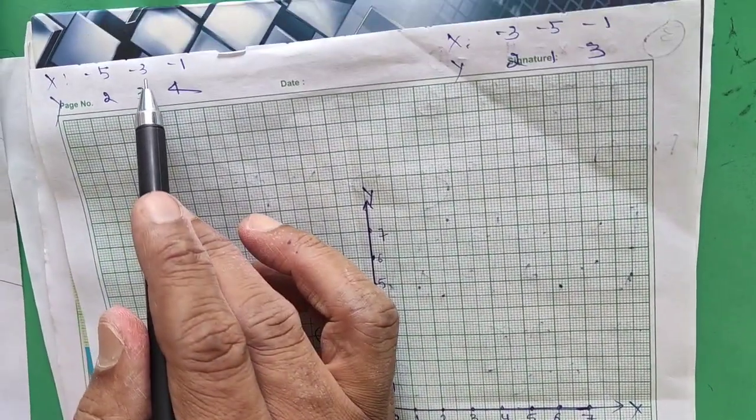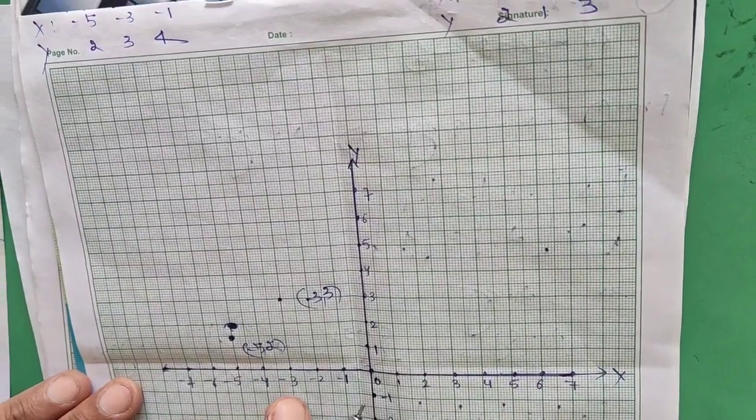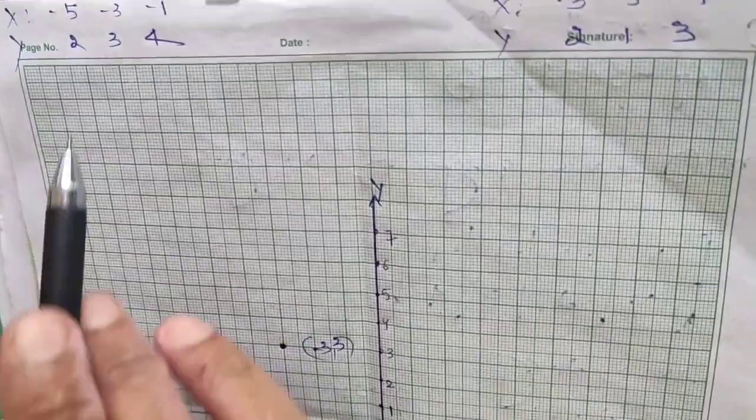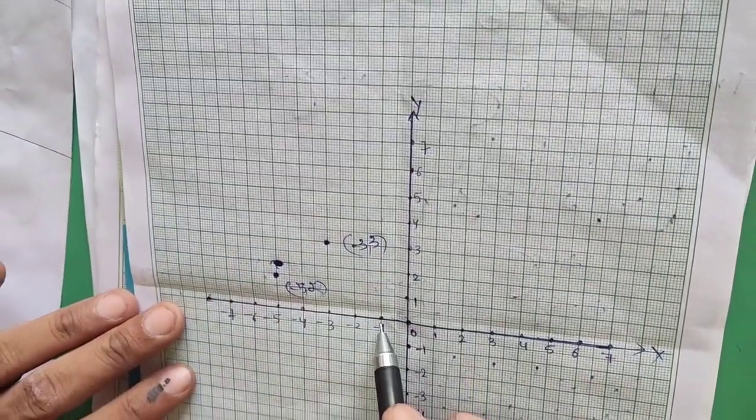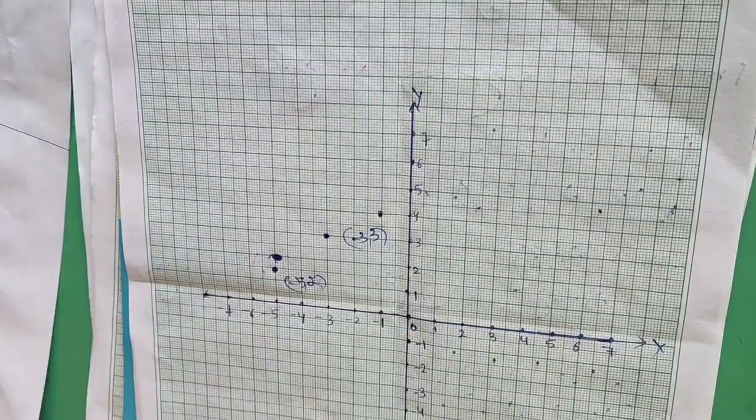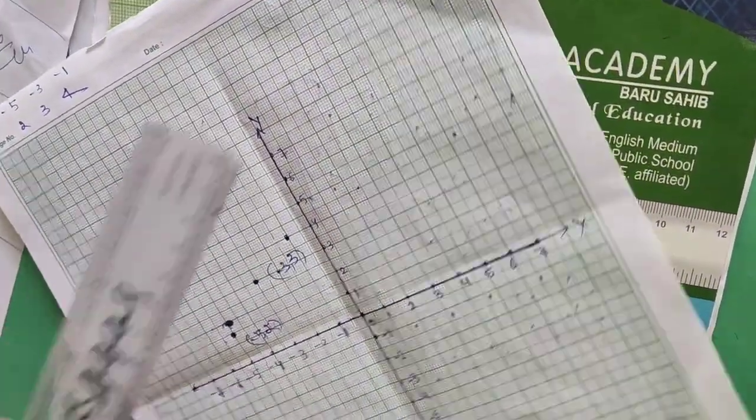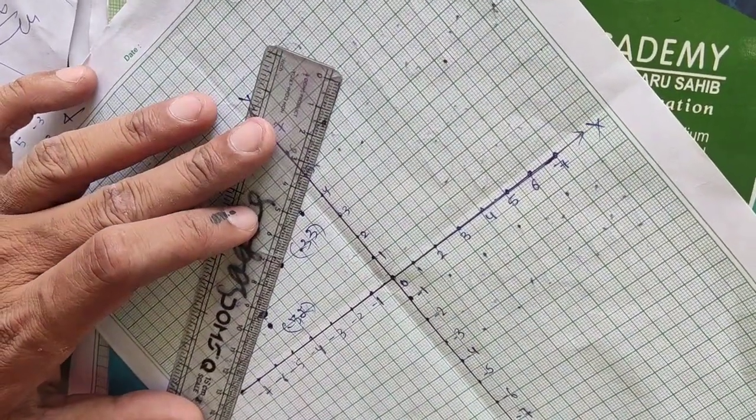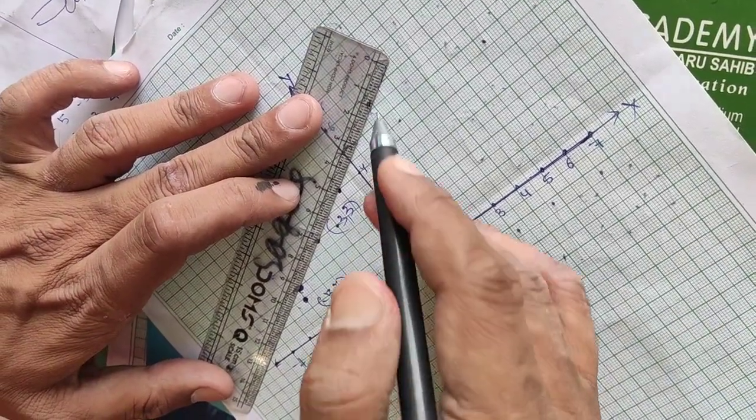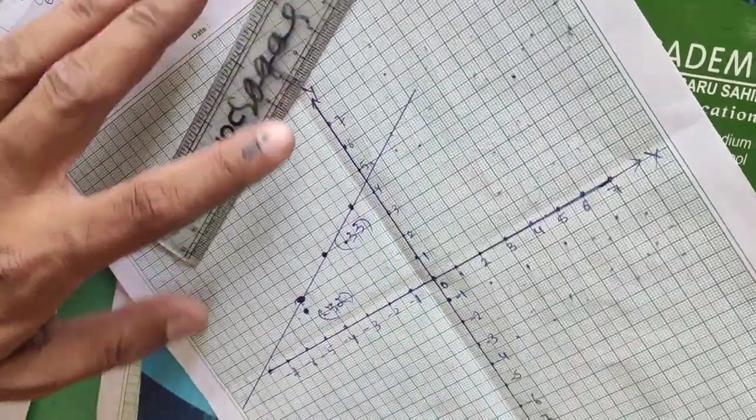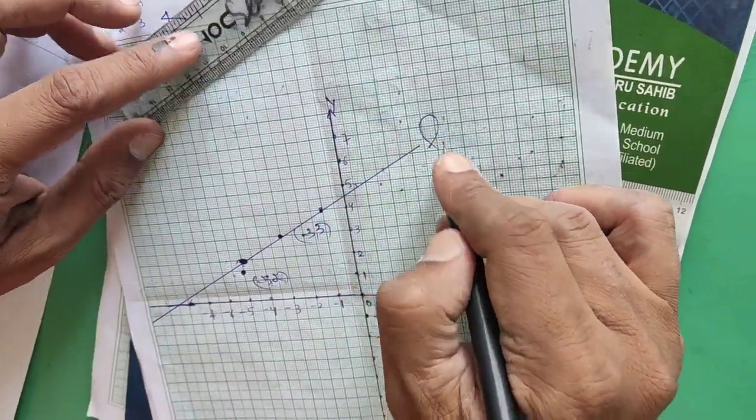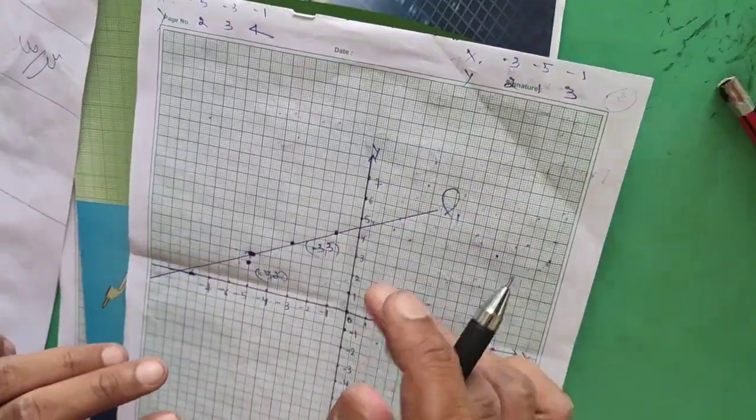And the second point is x is minus 3 and y is 3. So this point is here. And the third point is x is minus 1 and y is 4. And that point is here. Now we plot these 3 points. We get a straight line, which is the straight line of equation first. This is L1.